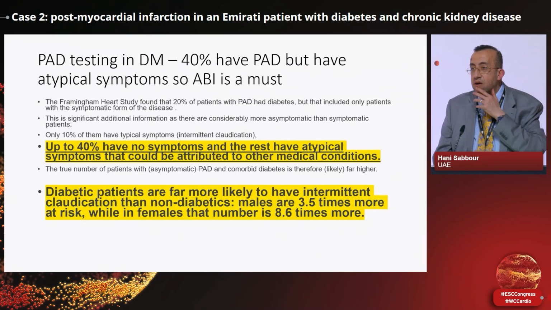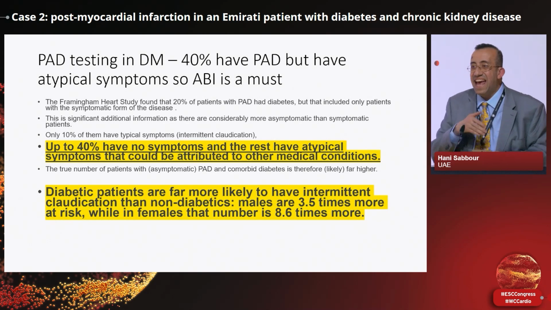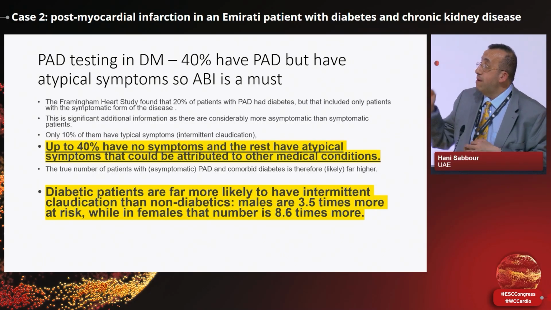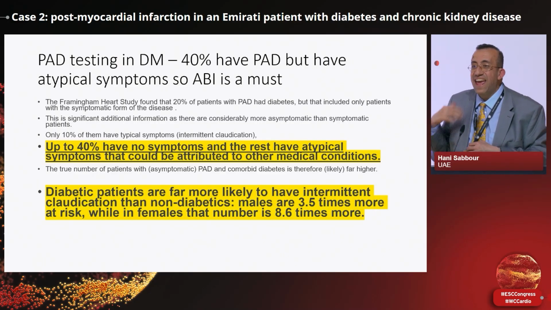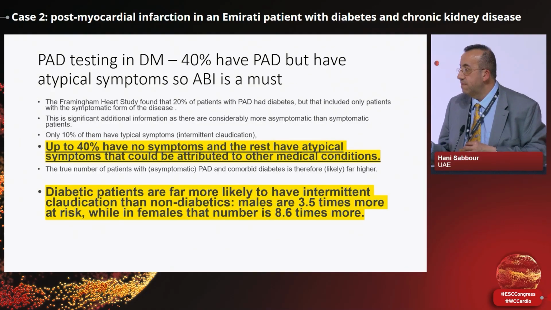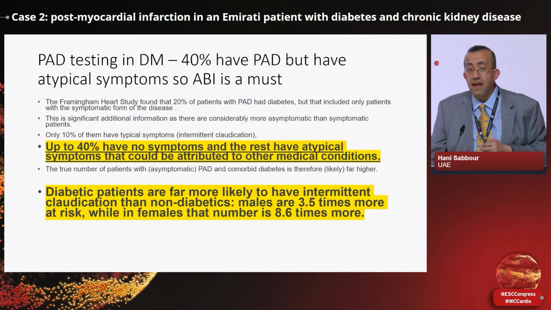And what about peripheral artery disease? So in our guideline, we've highlighted the use of ankle brachial index annually in all patients with diabetes. Why? Because diabetic patients are far more likely to have atypical symptoms that are attributed to B12 deficiency, and that misses the reason. And of course, a lot of these patients have a much higher risk of claudication than non-diabetics.